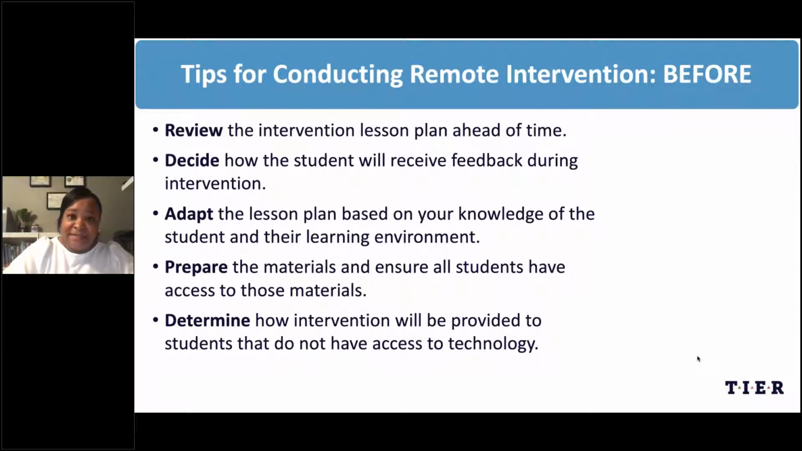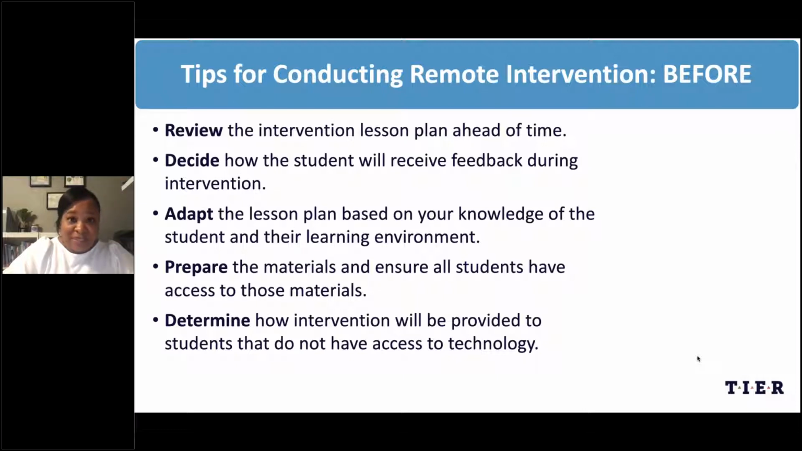Next, adapt the lesson based on your knowledge of the student and their learning environment, and this could be based on information that you gathered in the survey. For example, you may not be able to see the student writing, so you want to prepare for that and consider encouraging students to think out loud as they work or build a self-monitoring component into the lesson.